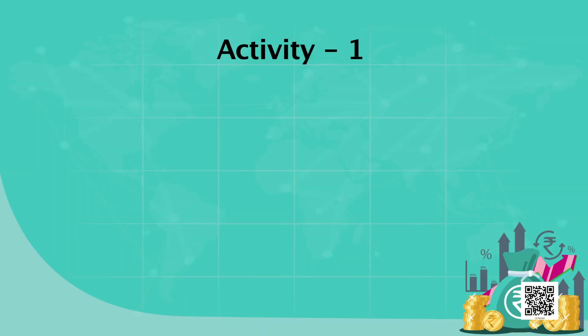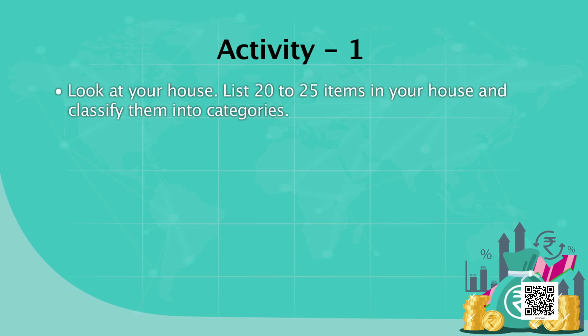Before I start the explanation, let me give you a simple activity. Imagine that you are in the house right now, and identify and list some 20 to 25 items that are there in your house. I'll give you 2 minutes, just list them out and make a classification. Can you do that? Yes, of course. Let us take 1 minute. Just list out all the items in your house. You can just look around and list those items.